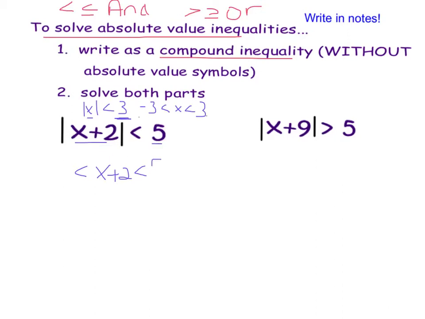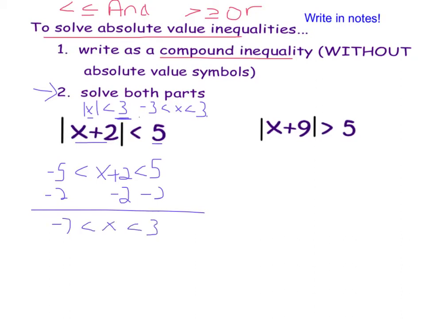This is 5, so we're going to put it in between 5 and its opposite. And then it is just a matter of solving both parts, or really it's all three parts. You can rewrite it as two separate inequalities with an and in between, but most of you are just showing this. So we know now that -7 is less than x is less than 3. So x has to be between -7 and 3. All right, let's go to the second example.